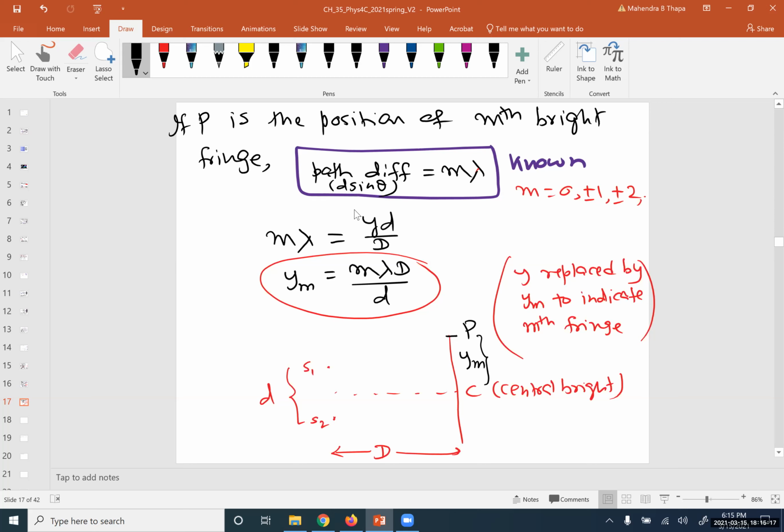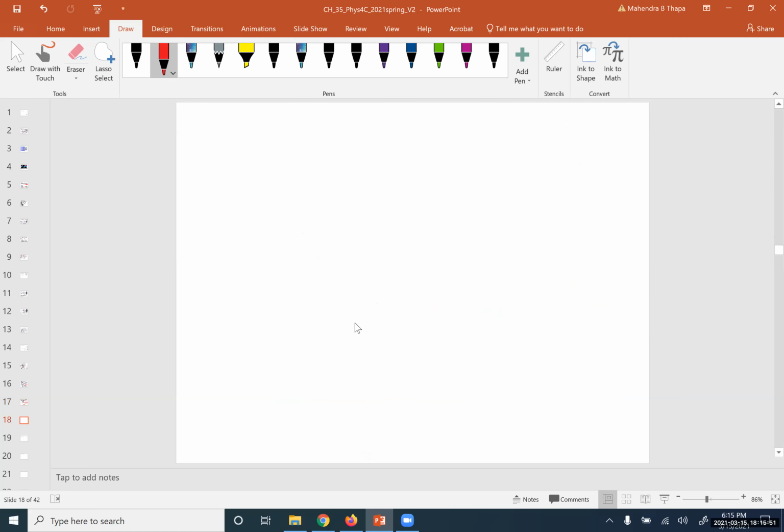Let's say we have this position, say I have the other bright. In between two bright positions there will be a dark spot also. So the positions will be bright, dark, bright.